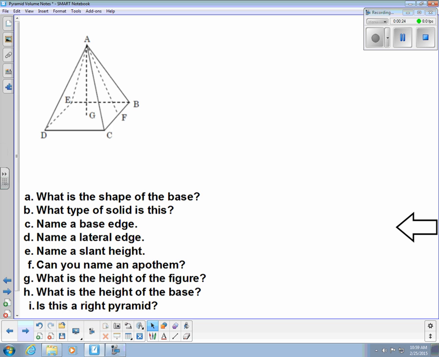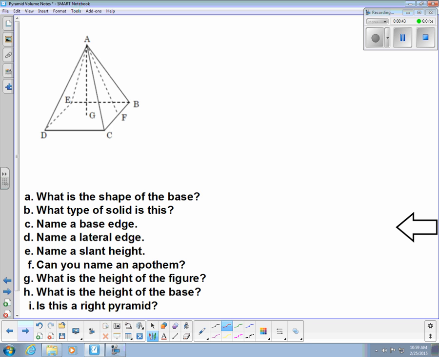So it says, what is the shape of the base for this pyramid? A pyramid is called by its base. If we look here, the shape of the base of this pyramid is a square. That's the bottom part, not where the vertices meet. And what type of solid is this? It is a pyramid.